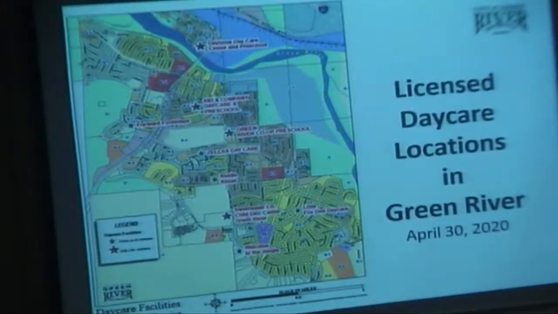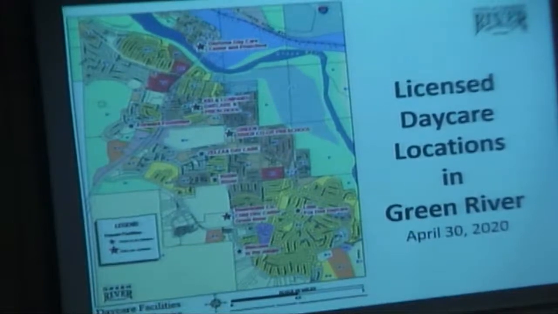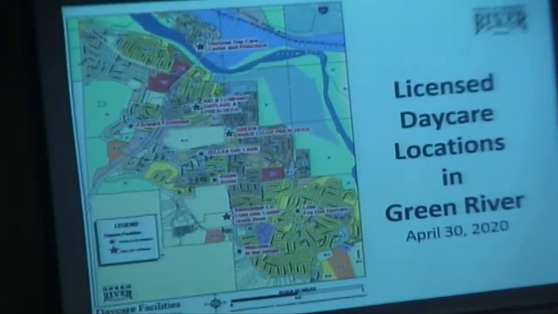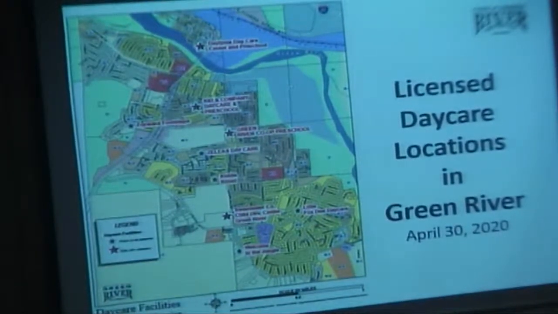This next map shows we currently have 5 of the FCCHs, which again is the 3 to 10, marked by the small star. I guess it's kind of hard to see. And then we have 4 of the CCCs. So we currently have no FCCCs, which is the 10 to 15, in the city of Green River.